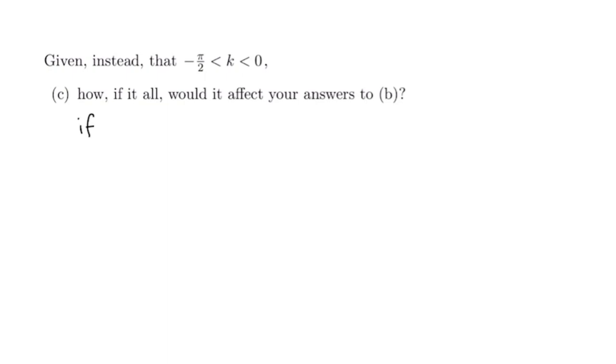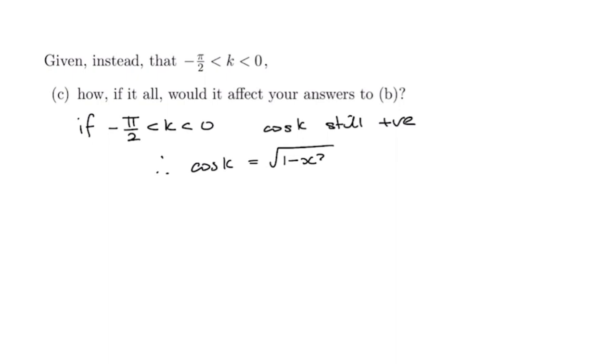So, if minus pi over 2 is less than k, it's less than 0, we had cos of k. Cos of k would still be positive. You think of your cos graph from minus pi over 2 to 0, it's above the x-axis, so it's still positive. Therefore, cos k equals the positive square root of 1 minus x squared. There will be no change.